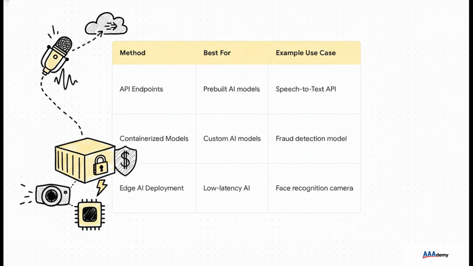So let's break that down with some examples. If you're using a pre-built service like speech-to-text, an API endpoint is perfect. It's fast, it's simple, it scales easily. If you've built a custom fraud model for a bank, you're probably going to want to deploy that in a secure container. And for something like a smart security camera that needs to make decisions instantly, well, you deploy that model to the edge, right on the camera itself.